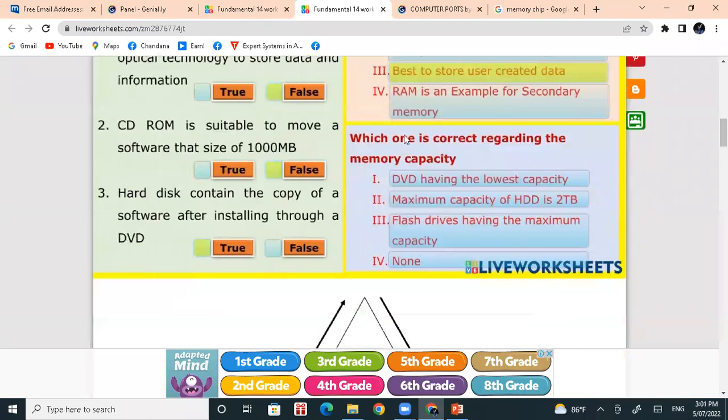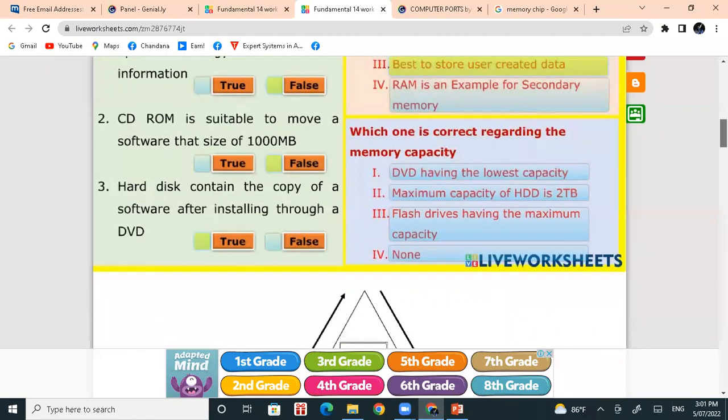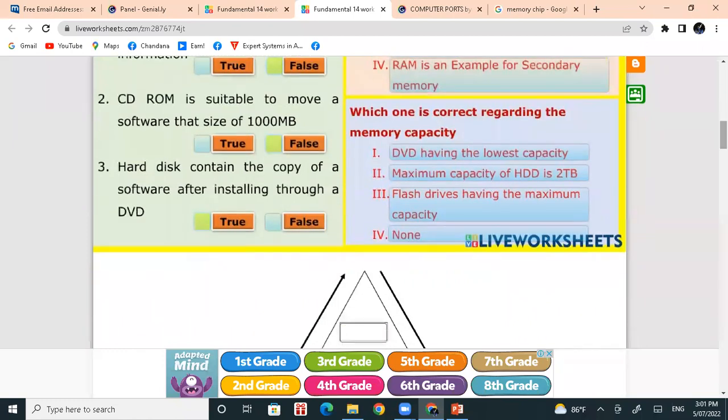Then next one. Which one is correct regarding the memory capacity? DVD having the lowest capacity. Is it correct? No, sir. CD having the lowest one, 750. Maximum capacity of HDD is 2 TB. Is it correct? There are some hard disks available with 4 TB. Therefore, this statement is incorrect.